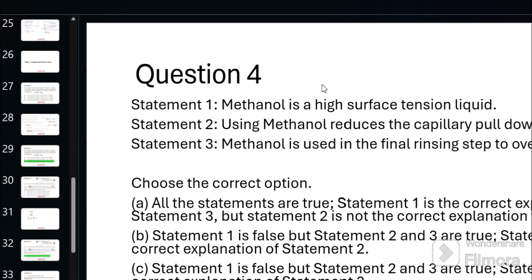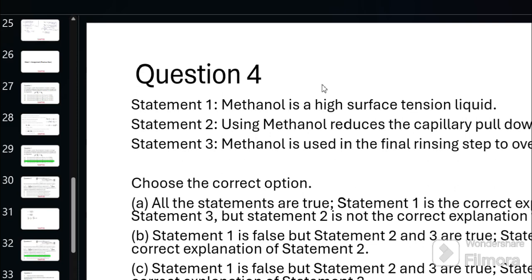Basically, methanol is not a high surface tension liquid, it is a low surface tension liquid. Methanol and isopropanol are used very widely for cleaning in your laboratory experiments. From that you can see that if it were a high surface tension liquid, it would not flow easily. So it is a low surface tension liquid, and statement 1 is false. So now you know that option A and option D are wrong.